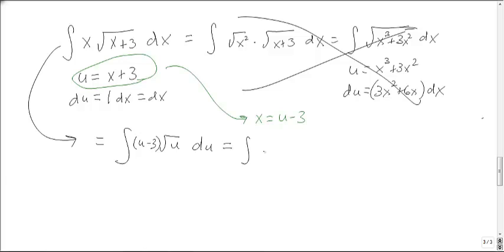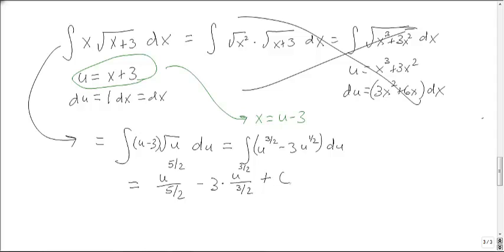So what I'm going to get is u times square root of u. That's u to the 1 times u to the 1/2. That'll give me u to the 3/2. And then minus 3 u to the 1/2, or 3 square root of u. So I end up with that inside of my integral du. And now I can just use the power rule to integrate this. So u to the 3/2 integrates to u to the 5/2 divided by 5/2, minus 3 times u to the 1/2 integrates to u to the 3/2 over 3/2. And I should get my plus c.